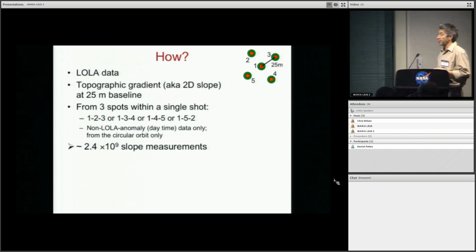We use the fact that each laser shot was split into 5 beams, and each LOLA shot gave us 5 measurements of elevation. From them, we can take any 3 and calculate topographic gradient, and its absolute value is slope at 25-meter baseline. And from each shot, we calculate 1, 2, 3, 4 of these slopes. We use circular orbit. So totally it is more than 2 billion slope measurements over the whole planet.